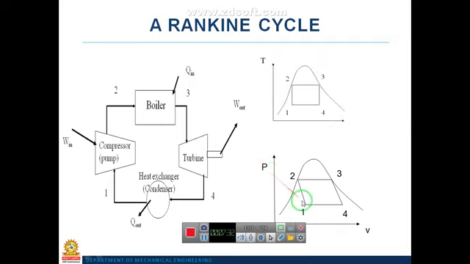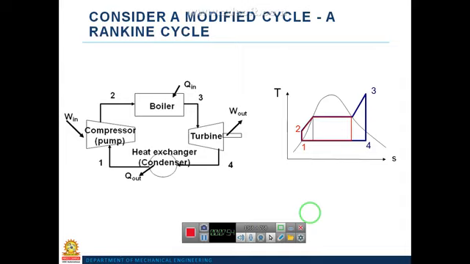And similarly in the PV diagram, 1 to 2 is the isentropic compression, 2 to 3 is the constant pressure heat addition in the boiler. 3 to 4 is the isentropic expansion in the turbine. 4 to 1 is the heat rejection in the condenser. Okay, this is the general layout. In the next slide we will discuss the actual layout.